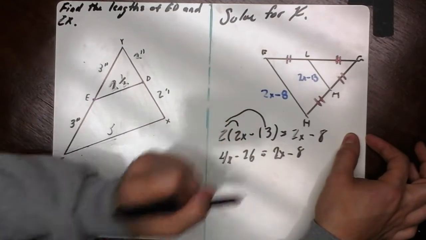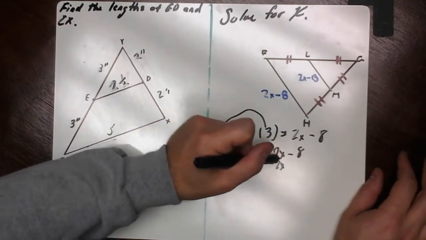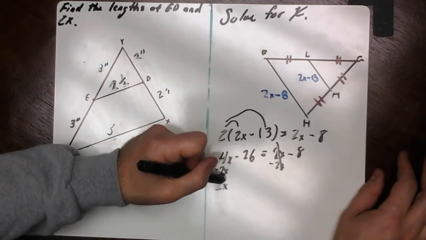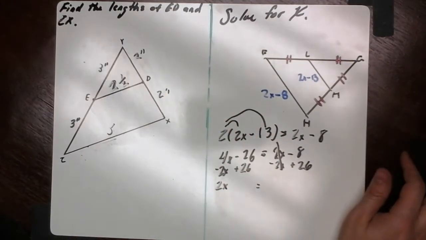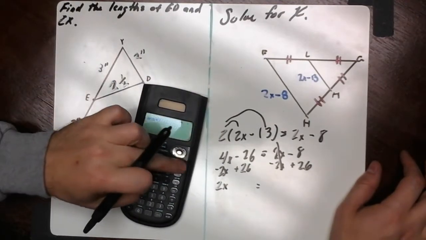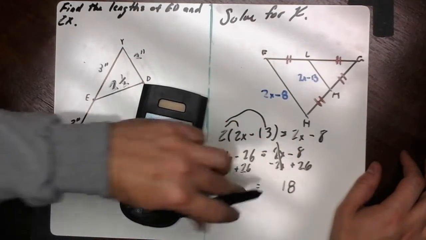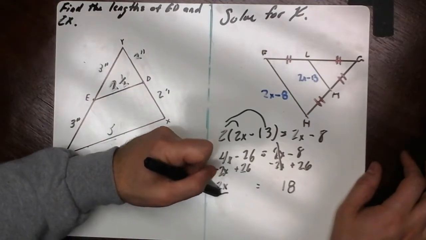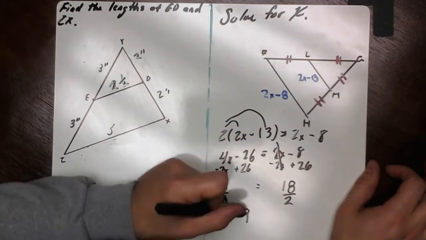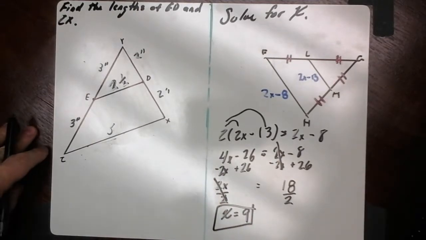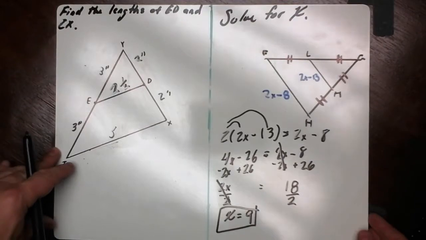Now I'm going to subtract my 2x. I always like to move the smaller x over so my x's stay positive. Then I'm going to add 26. So just double checking, negative 8 plus 26 is 18. Then I'm going to undo this multiplication by dividing by 2. And x equals 9. Okay? So then, that's it. We're going to look at the next example. All right, let's take a look.